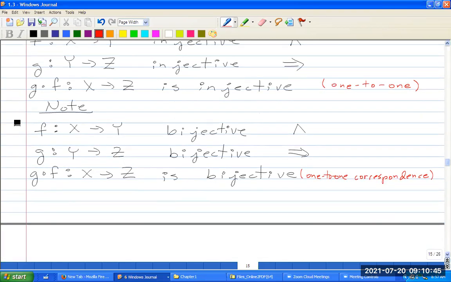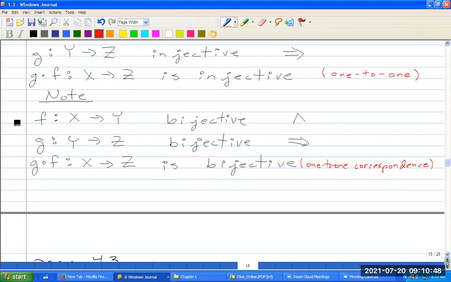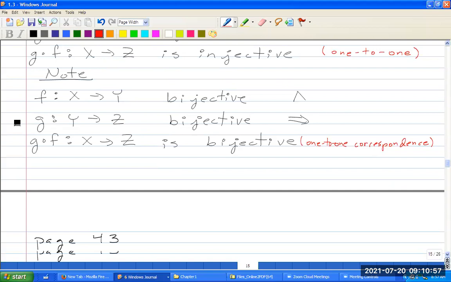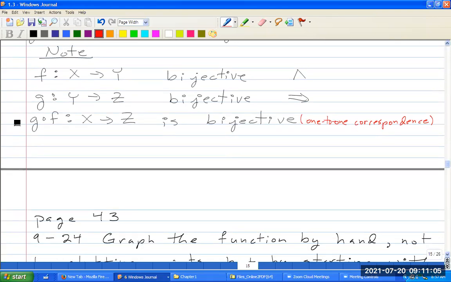Lastly, if F mapping the set X into the set Y is bijective, and G mapping the set Y into the set Z is bijective, then G composed with F mapping X into Z is bijective. Sometimes we call a bijective function a one-to-one correspondence.